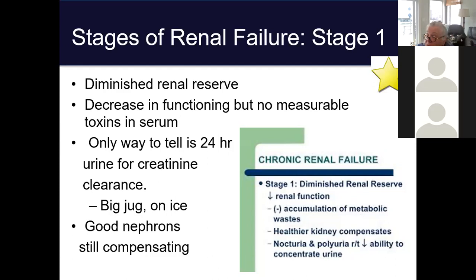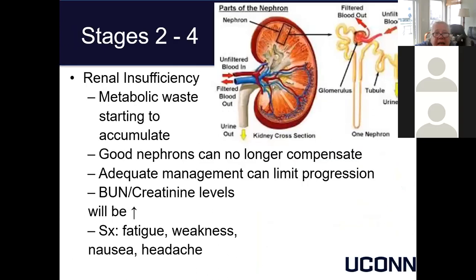If you are doing a 24-hour urine study, you have the patient void, then you start the clock and collect every urine sample from that point on. The sample is kept either in a refrigerator or on ice. It needs to be kept cold. But again, in stage 1, the good nephrons are compensating for the ones that aren't carrying their weight. So outwardly, there may not be a lot of change to blood work and things like that.